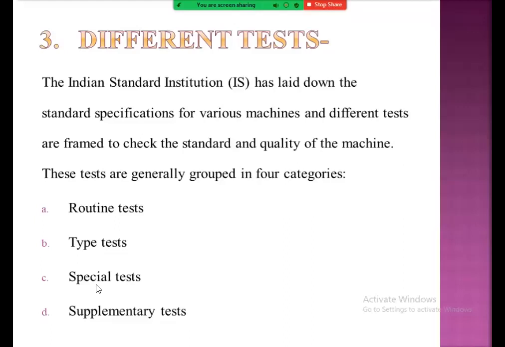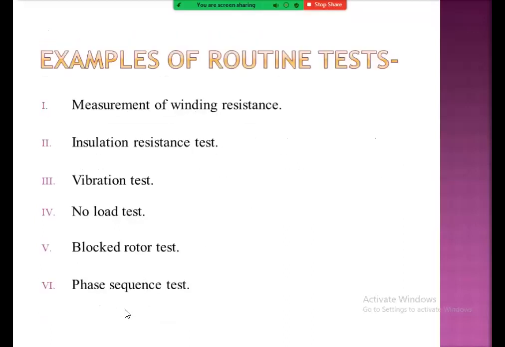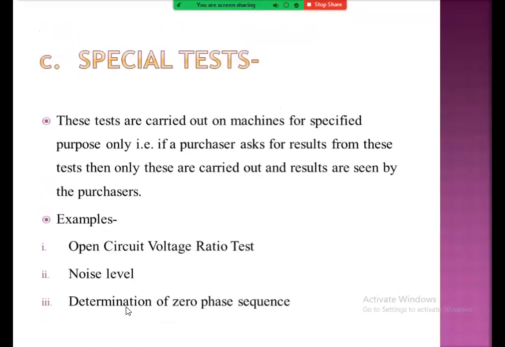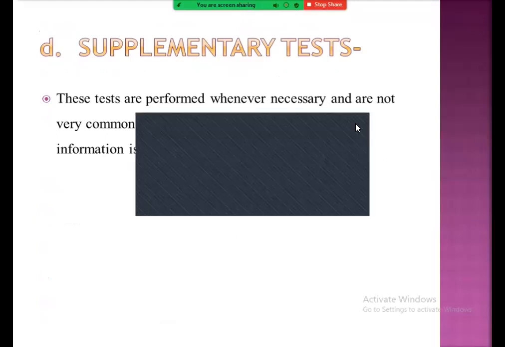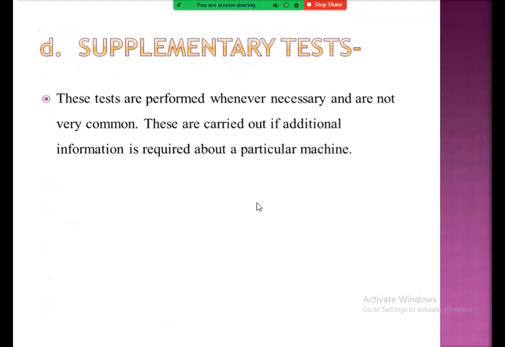Then the special test can be carried out as per the consumer's or customer's requirement, or if you want to check the performance. So this is the special test. If you want to check the performance of the machine, or additional information about a particular machine, that means there are many types of machines, but if you want to check the special function of a particular machine, then and only then a supplementary test can be carried out.